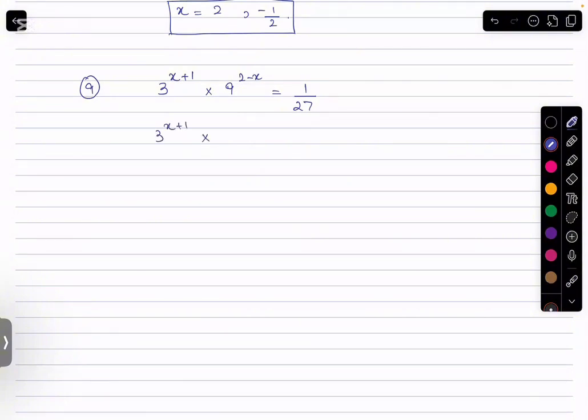What should I write here? We'll write 3 to the power x plus 1 into 3 to the power 4 minus 2x. Let me first do this step by step. And then, what about 1 upon 27? 1 upon 3 cubed. So 1 upon 3 cubed, can I write as 3 to the power minus 3? Yes. Okay, start. Next.